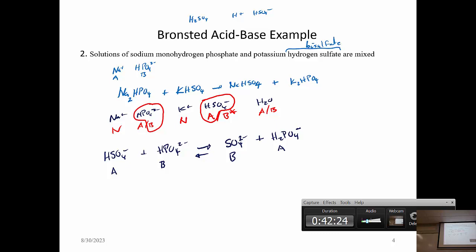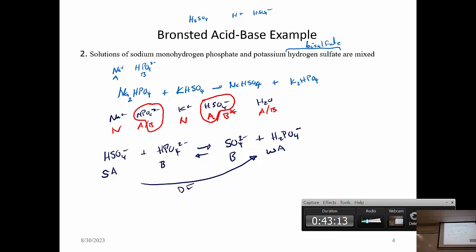Now we have to figure out which side is more stable, which side's lower in energy, and which side's less stable, higher in energy and more reactive. And so we're going to compare. Let's compare the two acids. Which one's a better acid, HSO4 minus or H2PO4 minus? HSO4 minus. So we call this a stronger acid. Stronger acids are more reactive, higher energy. We call this the weaker acid. Weaker acids are less reactive, lower energy. So we're going from higher energy to lower energy. This is downhill. We want to go downhill. And so this is what we call our driving force.